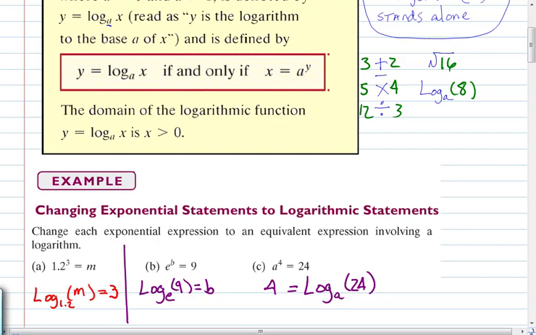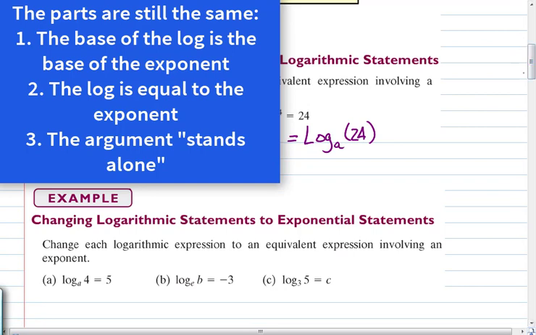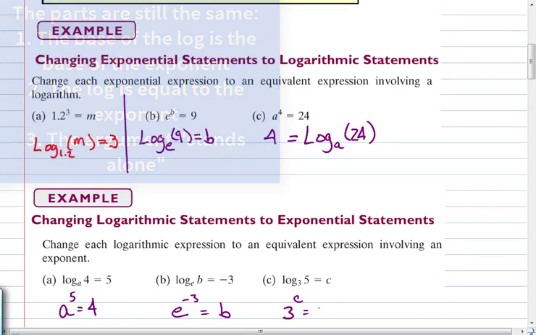Do you see how to rewrite an exponent as a log? Can you do the opposite and rewrite a log as an exponent? Sure. You've got to be able to go both ways, back and forth, just like division and multiplication kind of go back and forth. What's the base going to be? 2 to the what equals? What's the base going to be? e to the what equals? And 3 to the what equals?